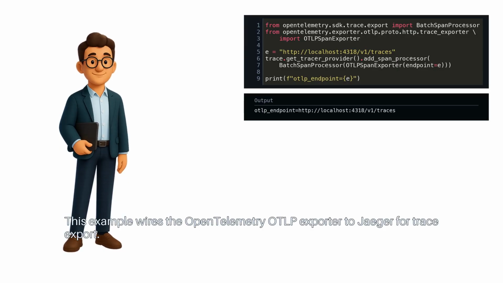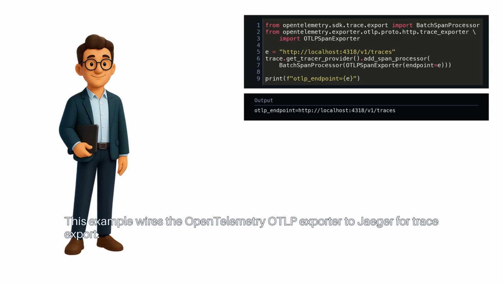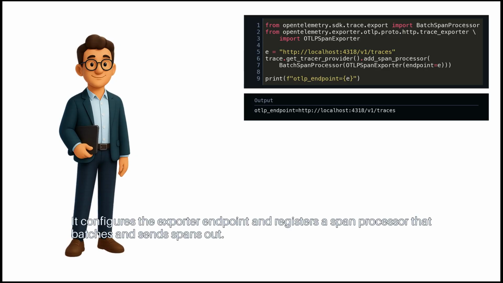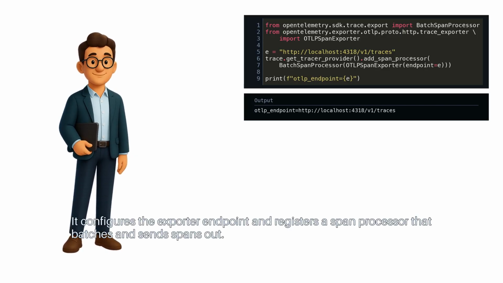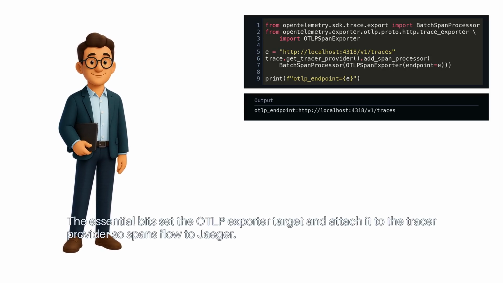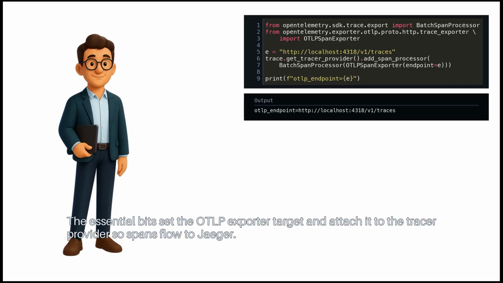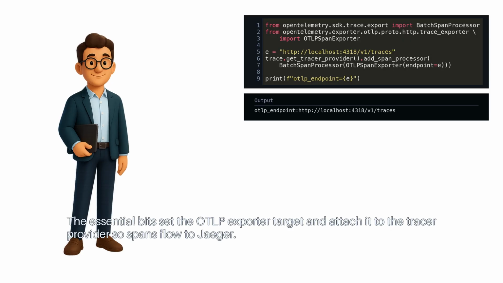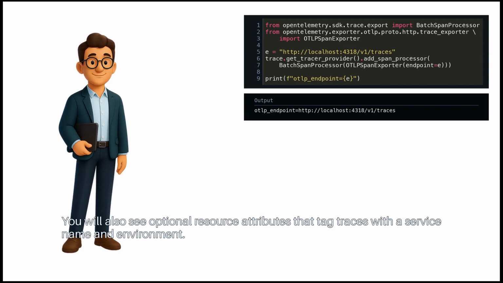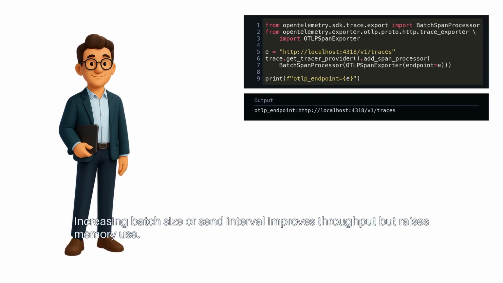This example wires the OpenTelemetry OTLP exporter to Jaeger for trace export. It configures the exporter endpoint and registers a span processor that batches and sends spans out. The essential bits set the OTLP exporter target and attach it to the tracer provider so spans flow to Jaeger. You will also see optional resource attributes that tag traces with a service name and environment. Increasing batch size or send interval improves throughput but raises memory use.